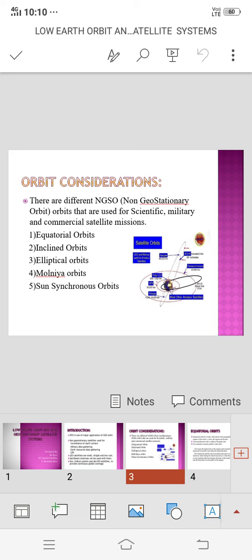Then orbit considerations. There are different NGO. NGO is the full form of non-geostationary orbit. Orbits that are used for scientific, military and commercial satellite missions. There are 5 orbits: equatorial orbits, inclined orbits, Molniya orbits, sun-synchronous orbits and elliptical orbits.